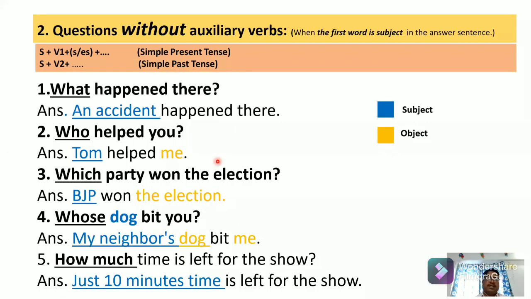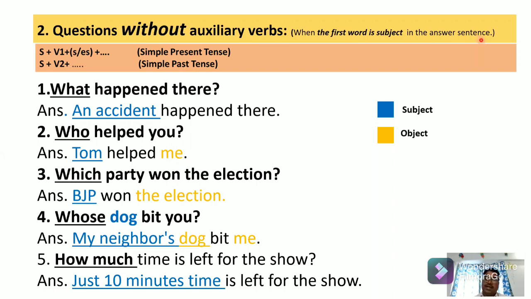The next slide here, in this slide, see the questions without auxiliary verb. This is something very interesting. This is what we are going to understand thoroughly and well. And what is the rule here? We make questions without using auxiliary verb when the first word is the subject in the answer sentence. Look at this rule carefully. Yes, we make questions without auxiliary verbs when the first word is subject in the answer sentence.